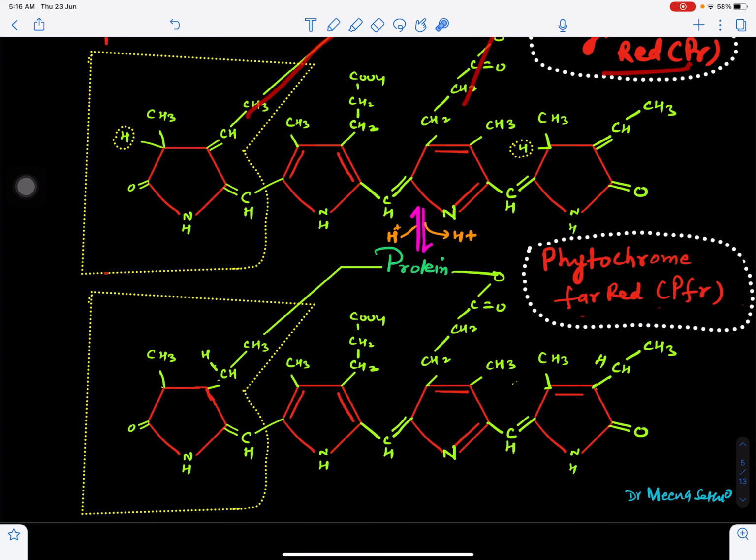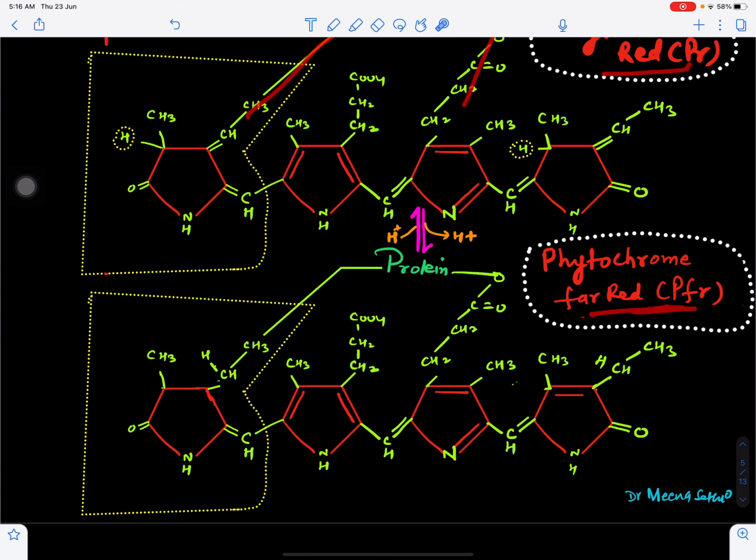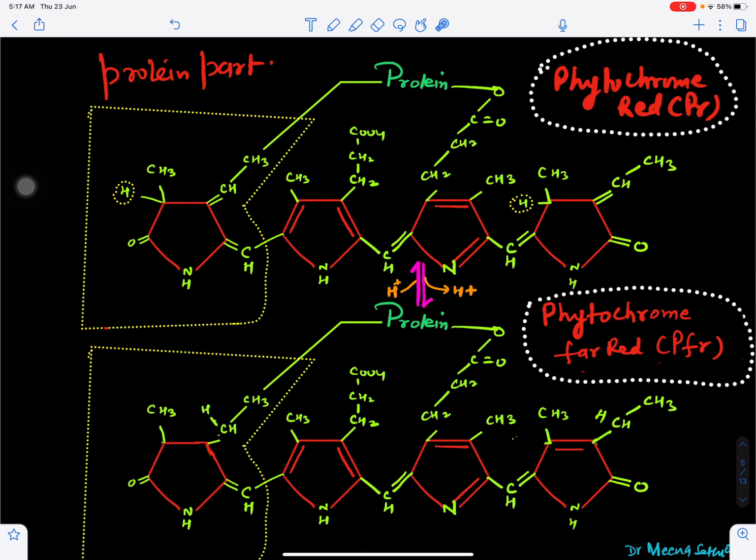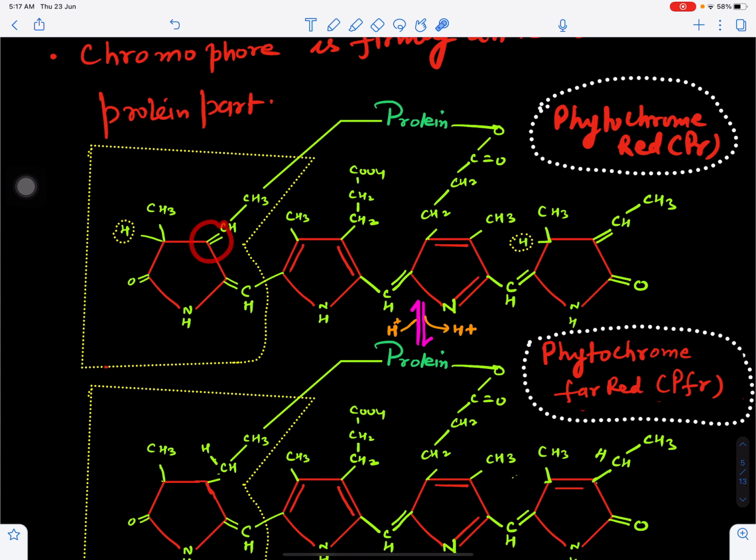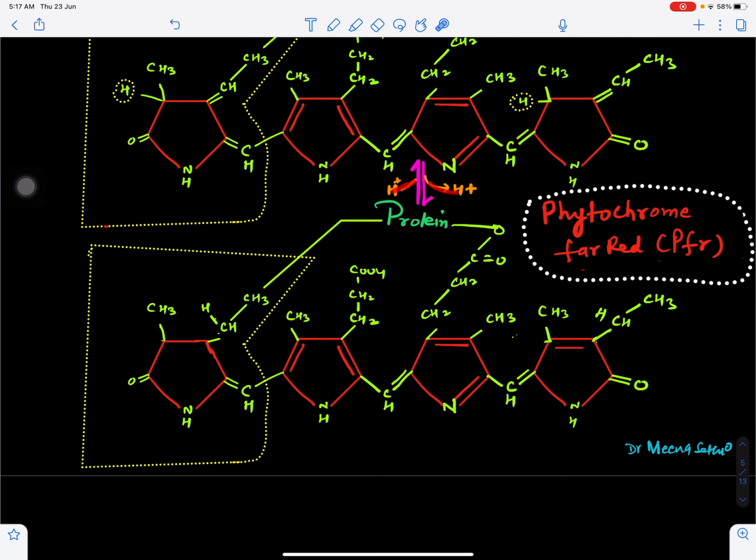Now, if we compare phytochrome far red, you will see that here hydrogen is not there. Here hydrogen is not there, and we can again see at this part hydrogen is not there, right? So there are certain changes which lead to the formation of phytochrome far red. If hydrogen is not there, there is formation of the double bond like this. And here we can compare. Here it is the double bond, but here there is no double bond because this hydrogen has moved from here to this. So hydrogen changes are taking place. So this is phytochrome far red.